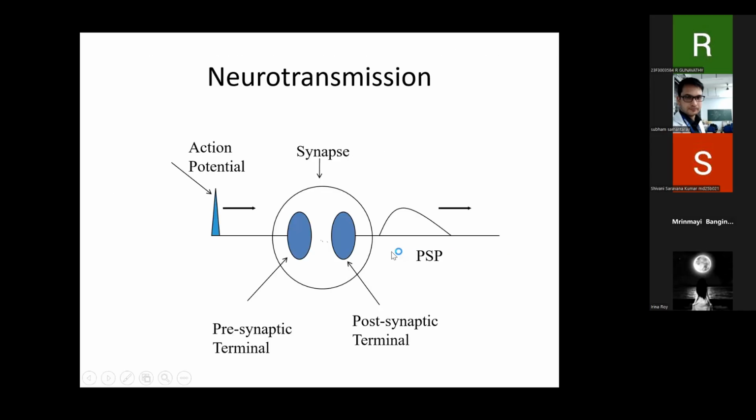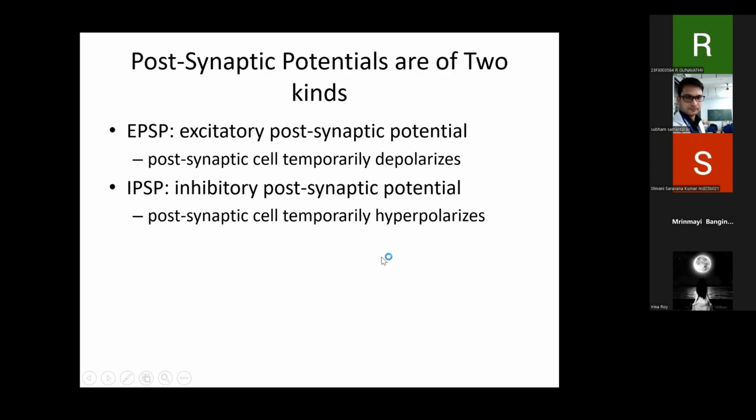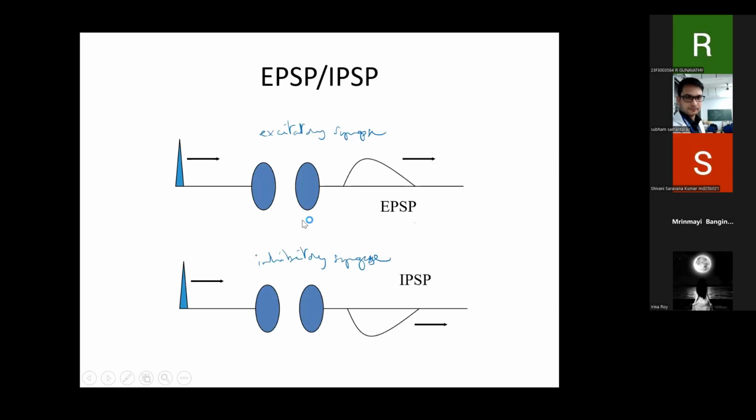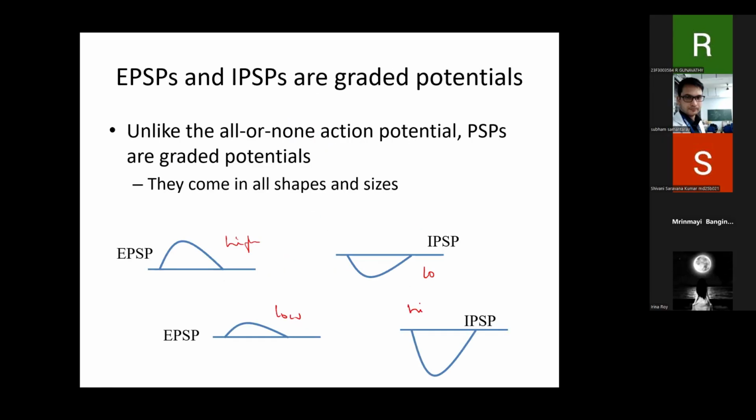Now, in some cases, this potential on the other side, the postsynaptic side, is a positive wave. In some cases, it's a negative wave. If it is a positive wave, we call it excitatory postsynaptic potential. If it's a negative wave, we call it inhibitory postsynaptic potential. A synapse that produces EPSP, or excitatory potential, is called an excitatory synapse, and a synapse that produces inhibitory potential or a negative potential is called an inhibitory synapse. It all depends upon the chemistry of the synapse. I'll explain that in the next segment.